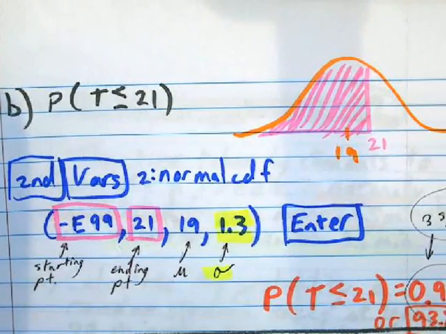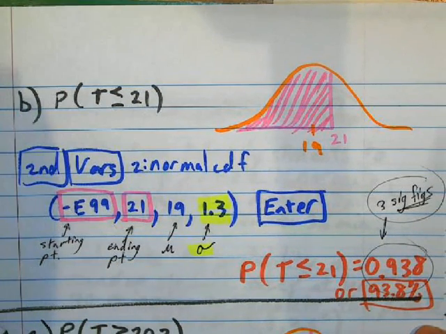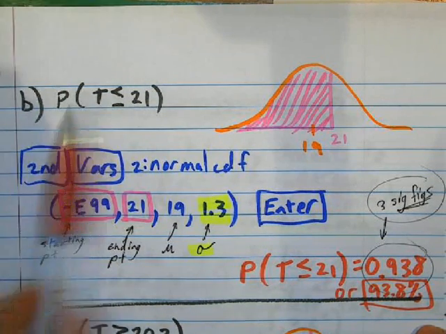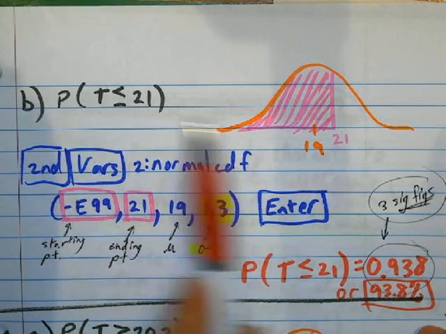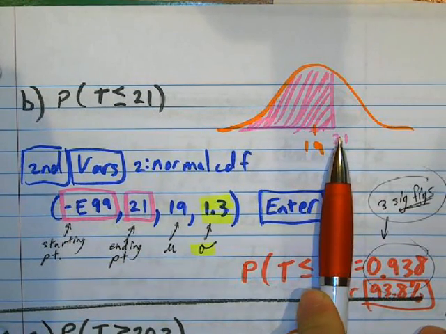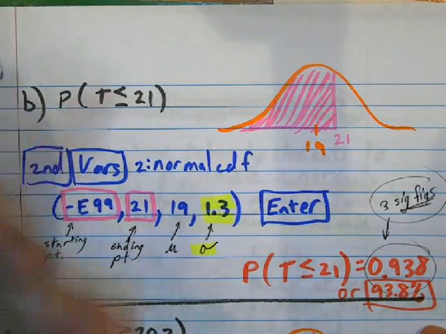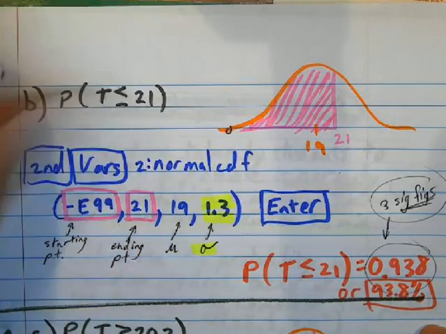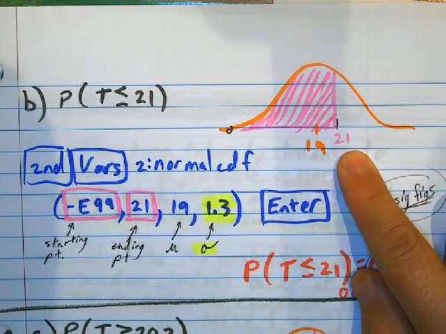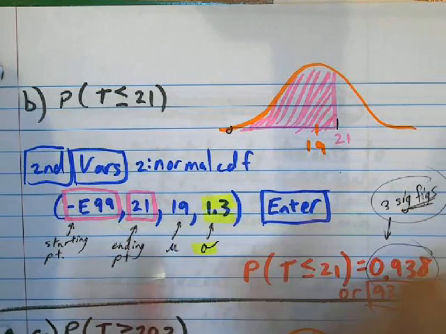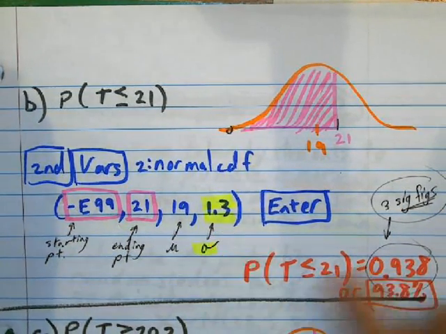Now, this is just another example. What is the probability that it's going to be less than 21? Well, 21 is to the right of 19. Same thing: the starting point is here, the ending point is at 21. The mean is still the same, and the standard deviation is still the same, and you get your answer.